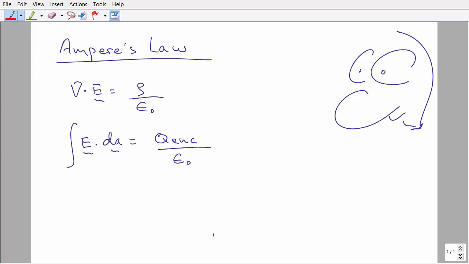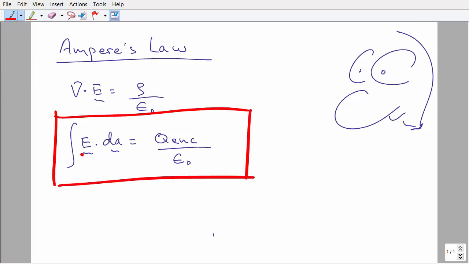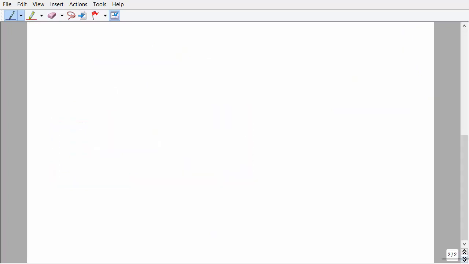Now this is an equation which is useful in situations of high symmetry, and it enables us to calculate the electric field from highly symmetric charge distributions: spherical charge distributions, planar charge distributions, cylindrical charge distributions, and so on. So we're going to develop a similar kind of tool in magnetostatics, but rather than starting from the divergence equation, of course, we're going to start from the curl equation.